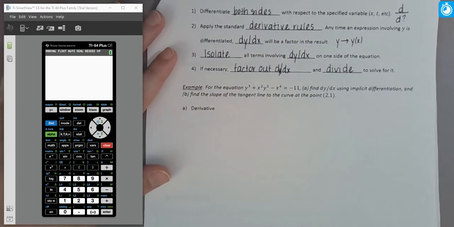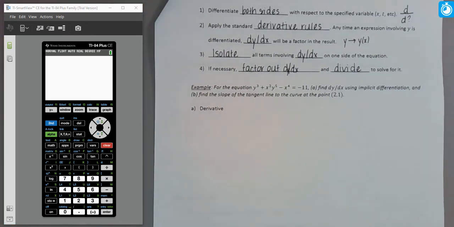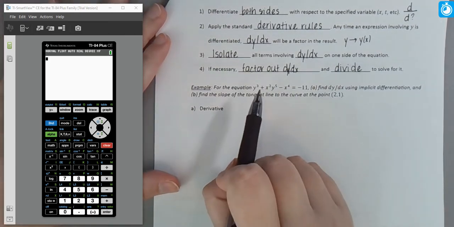So let's try an example. For this equation, y cubed plus x squared times y to the fifth minus x to the fourth is equal to negative 11. So we have our x, our y. We have an implicit relationship between them. Two different things. So number one, we want to find the derivative of y with respect to x using implicit differentiation. And then we want to find the slope of the tangent line to our curve at the point (2, 1).